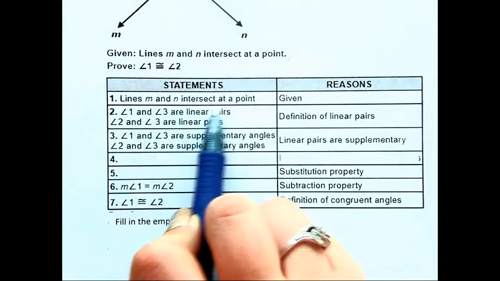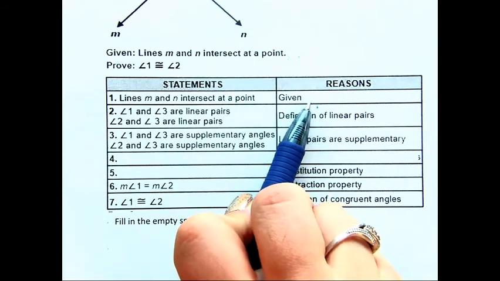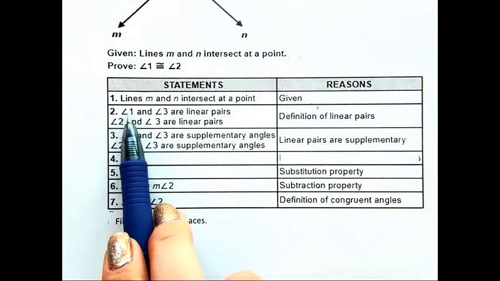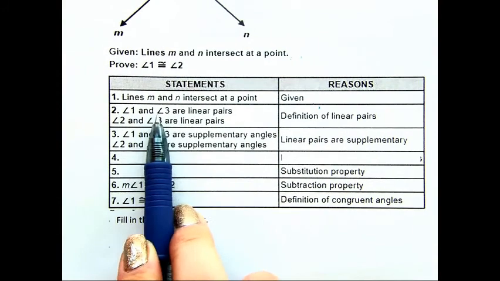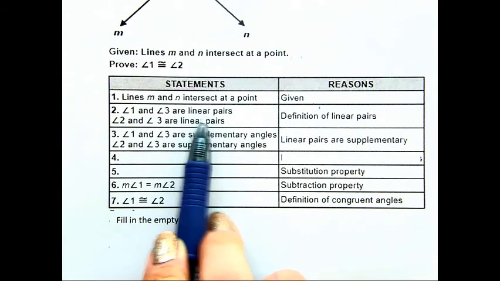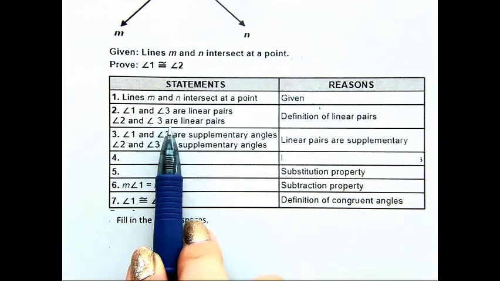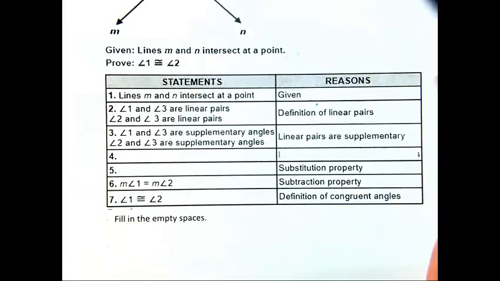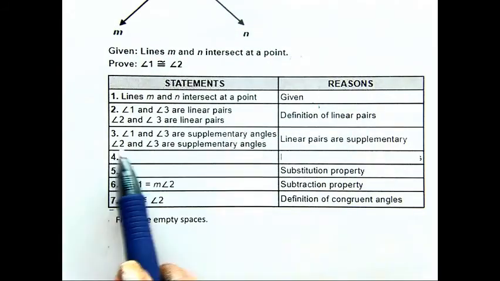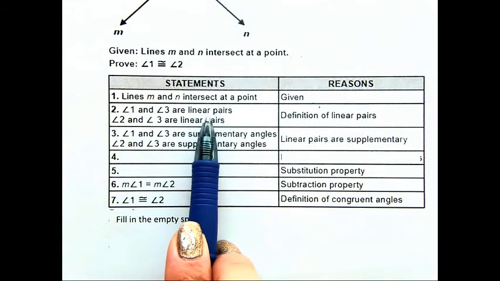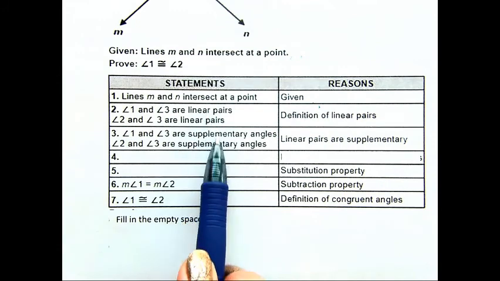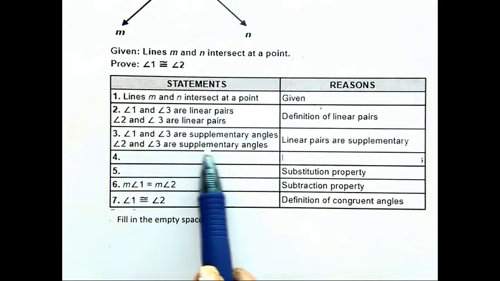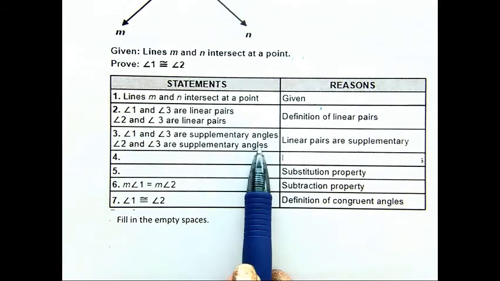Lines M and N intersect at a point. That's the information that they gave me. And what I'm trying to prove is always my last statement. Angle 1 and angle 3 are linear pairs. Angle 2 and angle 3 are linear pairs. Yeah, because they create a line. 1 and 3 are linear pairs. 2 and 3 make a line. Definition of linear pair is to be supplementary. So angle 1 and angle 3 are supplementary angles. Angle 2 and angle 3 are supplementary angles, because that's what it means to be a linear pair.